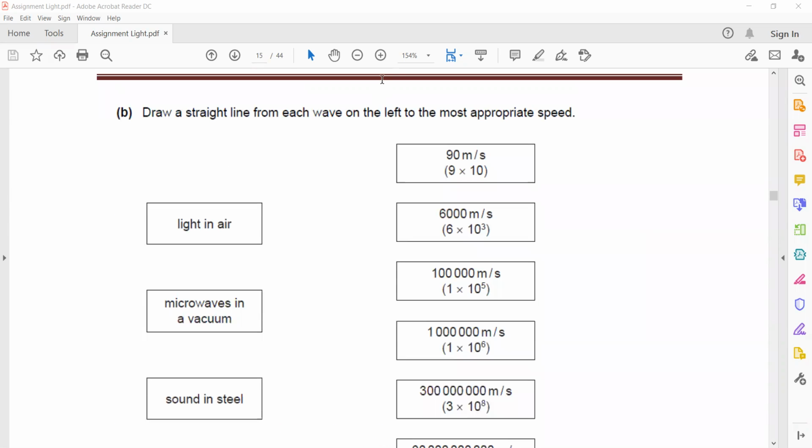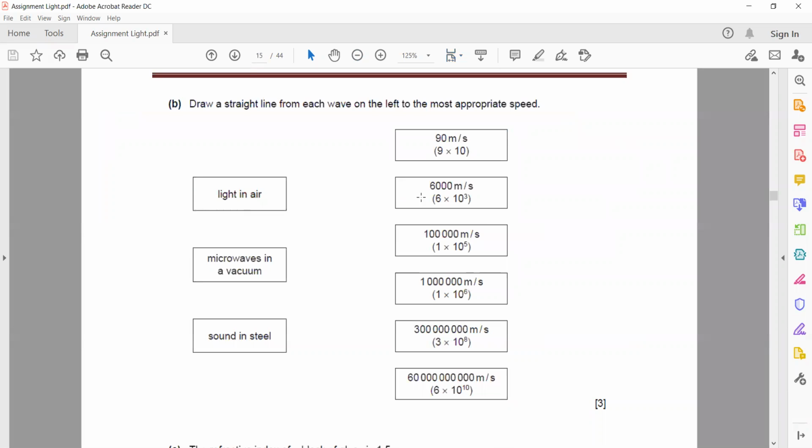Okay, next question. Draw a straight line from each wave on the left to the most appropriate speed. Light in air. What is the speed of light in air? Which one? First, second, third, fourth, fifth, sixth. What is the speed of light in air? The fifth one, the speed of light.